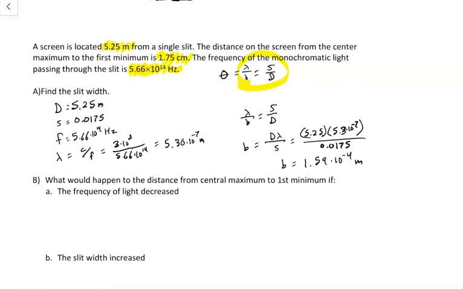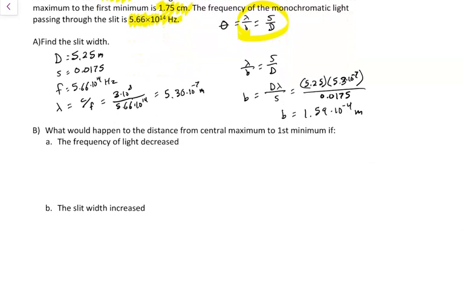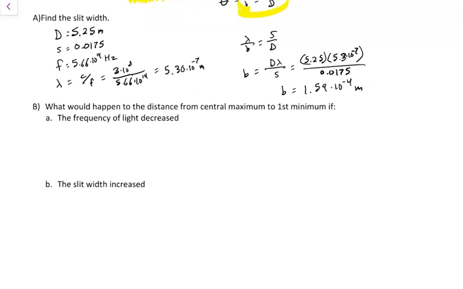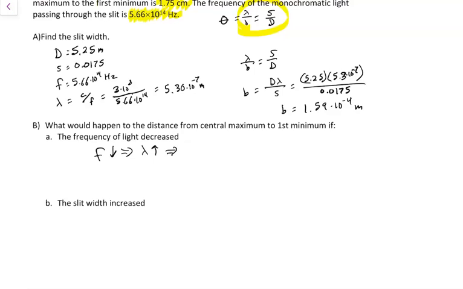Now I have two more questions that deal with proportionality. What would happen to the distance from the central maximum to the first minimum, that's theta or s, if the frequency of the light decreased? If the frequency decreases, that means our wavelength is going to increase. Then, due to the equation we just solved for, if that increases, theta or s increases. So the distance from the central max to the first minimum is going to increase. That's our answer there.